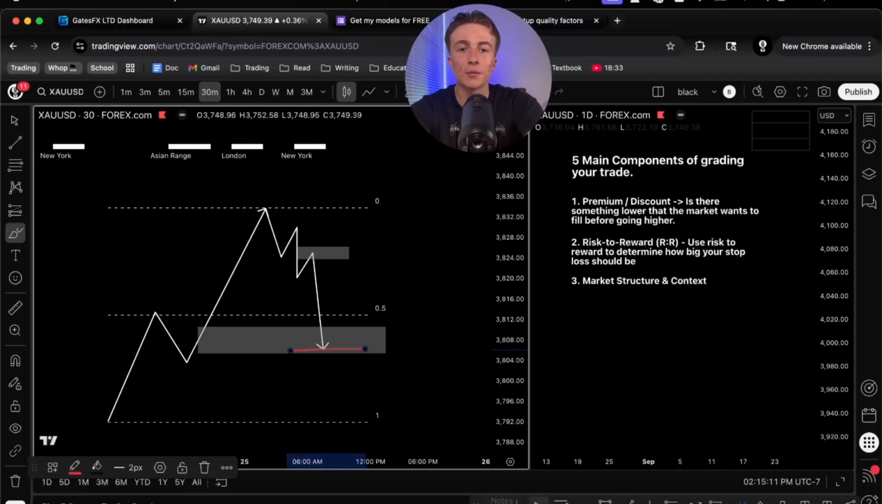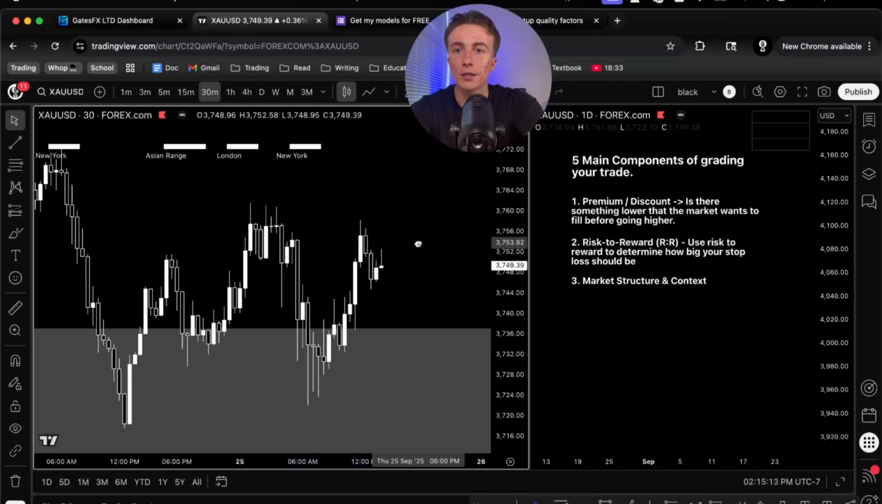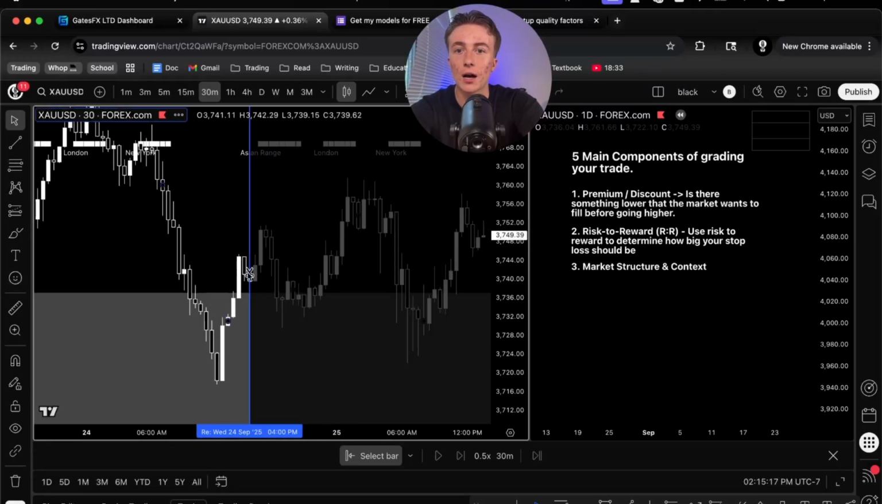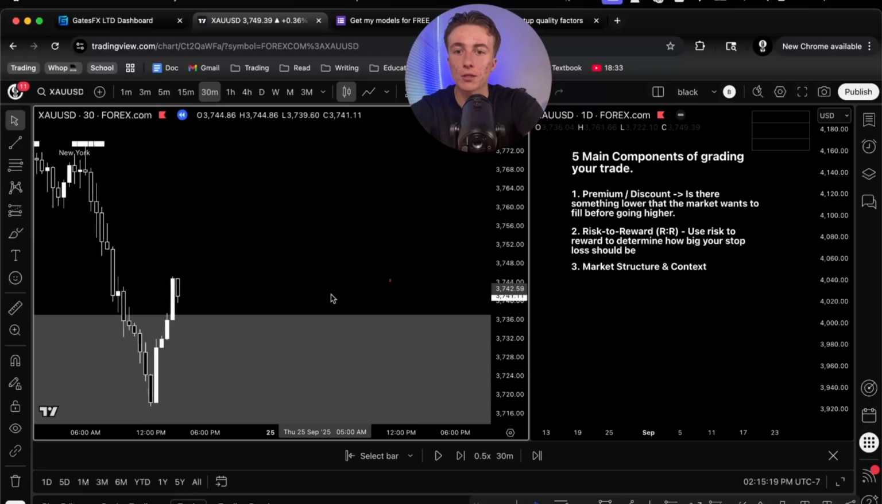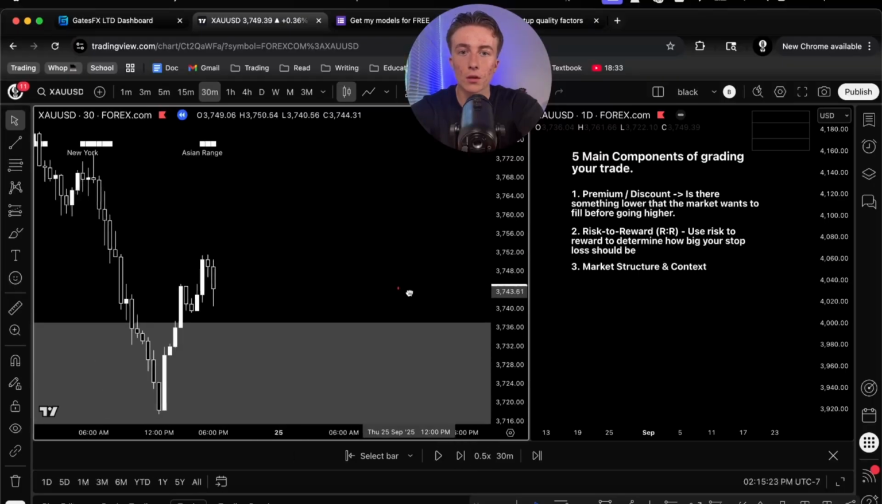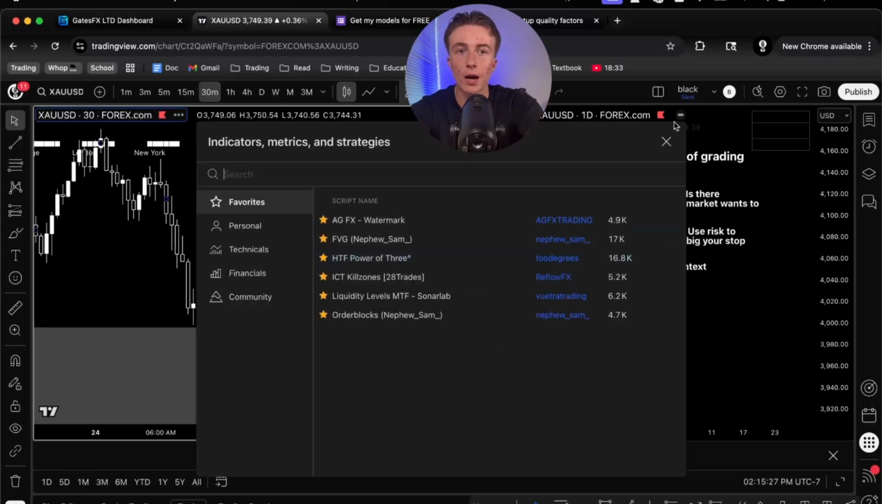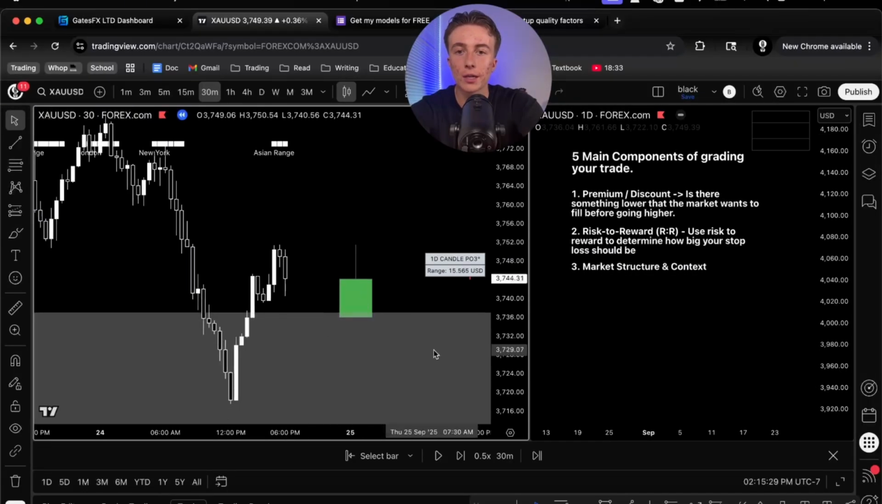Like yesterday, let me try to find it on my chart. Yesterday we took sells inside of Asia session because the daily candle did not have a wick. So let's wait for this new daily candle to open real quick. I don't think I have the indicator right now. Higher time frame power of 3. So here's what the daily candle looked like, and we had no wick.